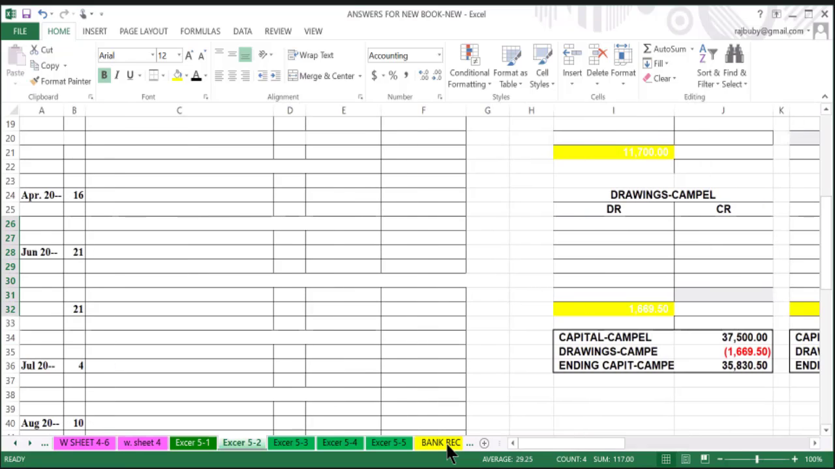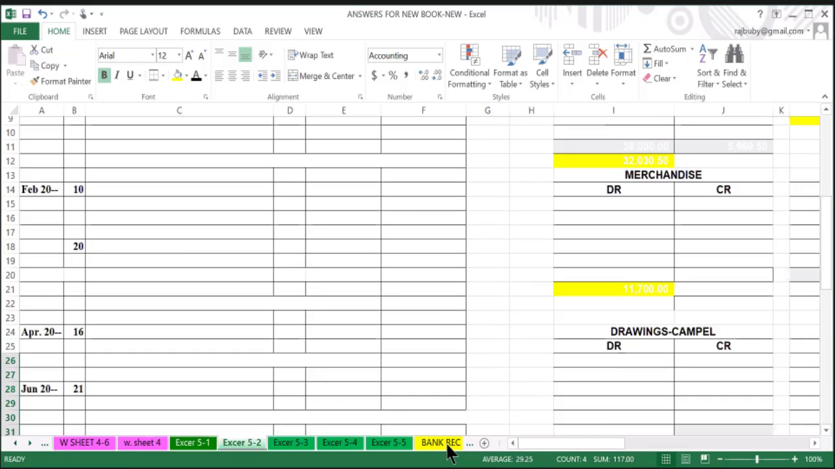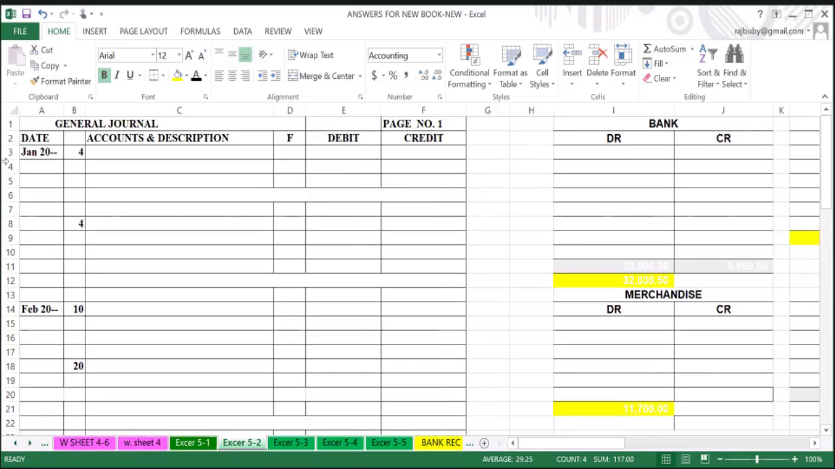Peter Campbell, the 17,000, right? You are going to do a compound journal entry, right? Bank 17,000, computer system 8,500, and the capital.